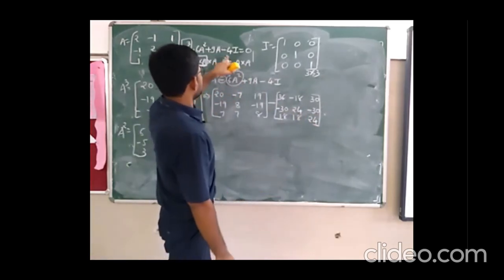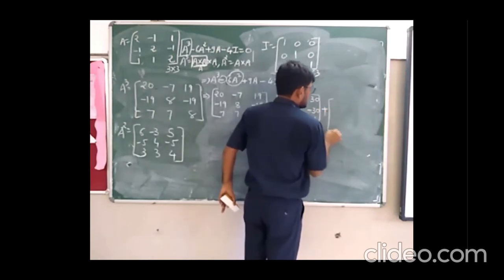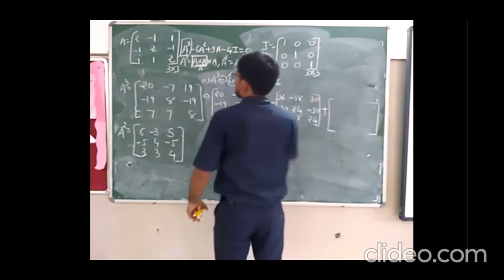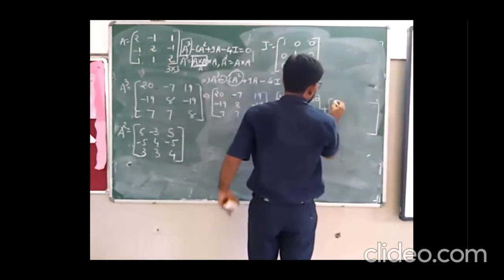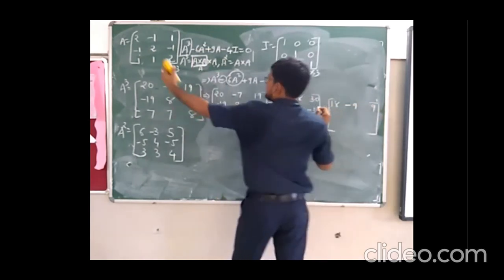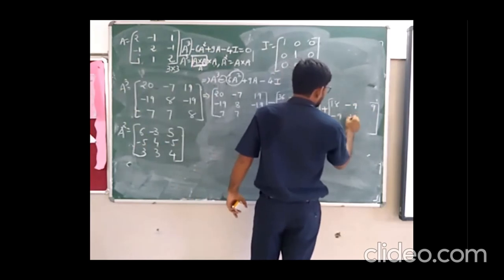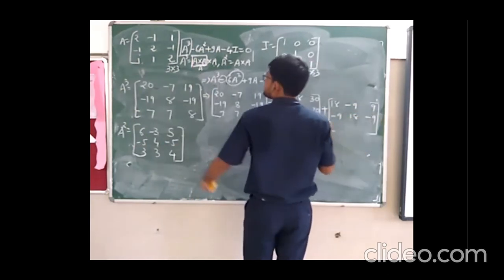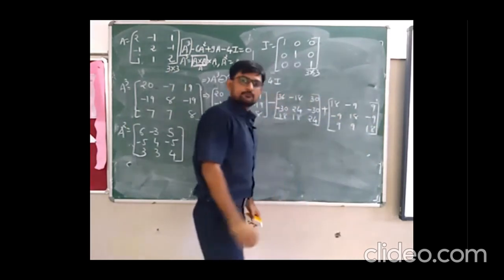Then we require what? 9 times A. So we'll write here 9A. So multiply this A matrix by 9. Okay, so multiply all by 9. So 18, minus 9, 9. 9 into 1, that is minus 9. 9 into 18, minus 9. Then 9, 9, 18. Okay.